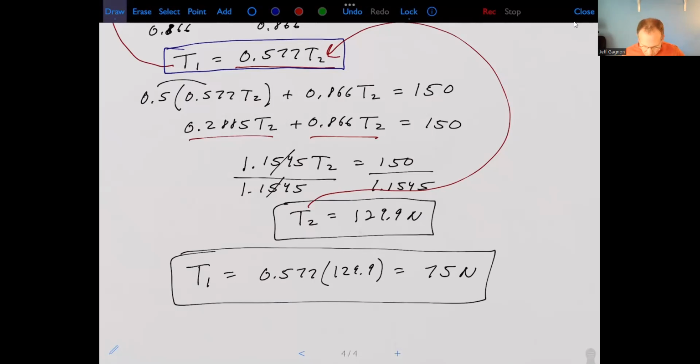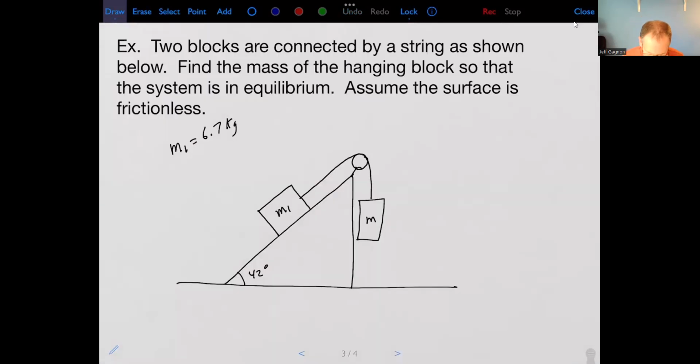Okay, let's do one more example with translational equilibrium. And then eventually we'll move into something called rotational equilibrium. That'll be the next lecture. But let me do one more example here. Go back to this page.